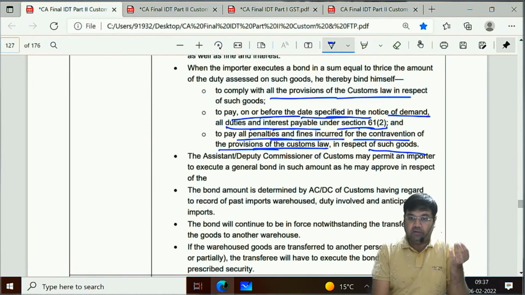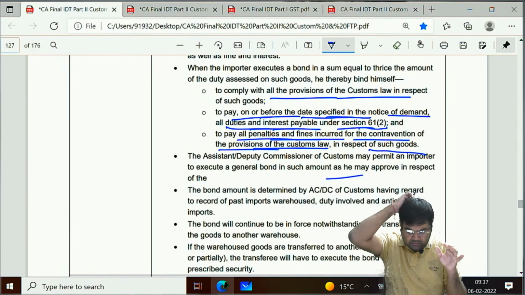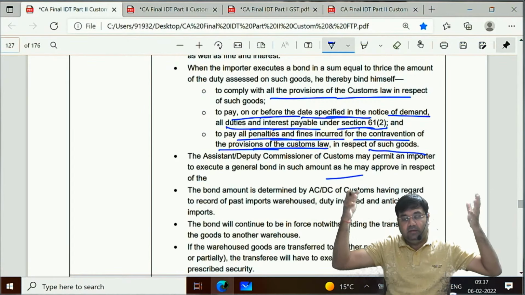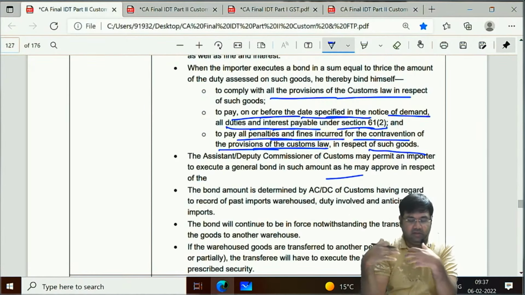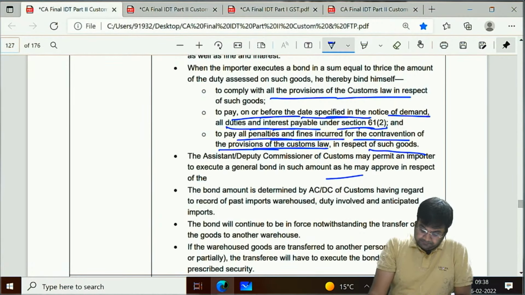So they are going to bind themselves by giving this bond. Of course, in case of general bond, ACDC is going to see the past history, everything. Then only they are going to decide that this is going to be the amount for the general bond. They are going to see what the past history is, and they are also going to estimate the future imports, taking the information. Then they are going to decide. Okay.